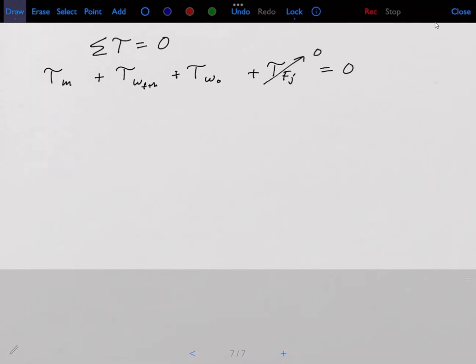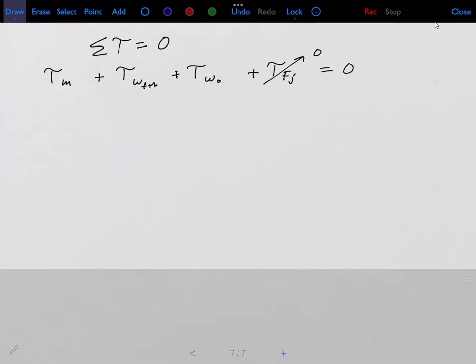Okay, so now I have the sum of the torques equal to 0. I have a torque due to the muscle force, plus a torque due to the weight of the forearm and hand, plus a torque due to the weight of the object, plus a torque due to the joint force. That's got to equal 0. And because the joint force goes right through the elbow joint, there's no moment arm, so there's no torque.